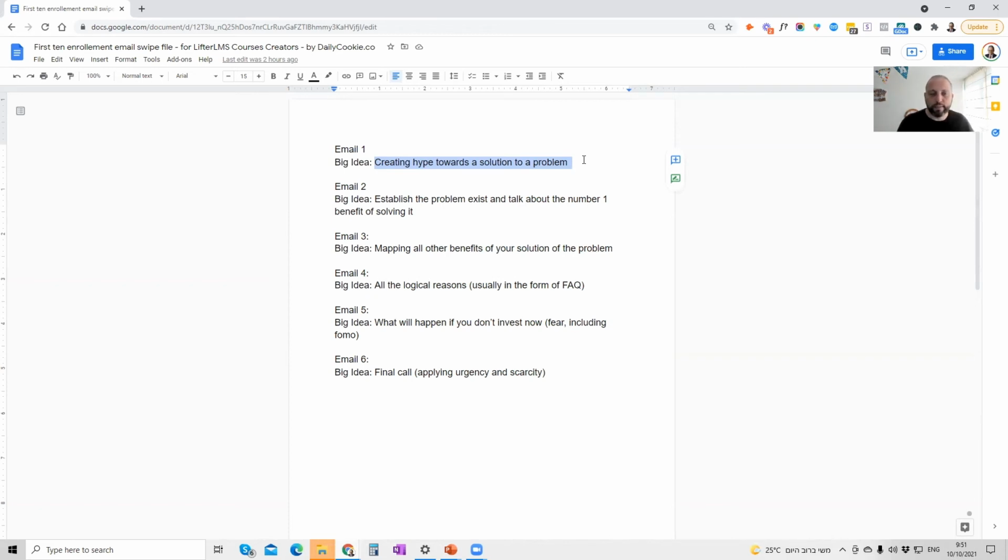Email 3 is going to be mapping all of the other benefits of your solution to their problem. And the CTA again: if you want the solution that has all of these benefits, reply now. Email 4, all the logical reasons, so we're changing from emotional to logical. Usually we do that in an FAQ form, so you can send an email that says, hey, I got a few questions that were really interesting, and it made me think maybe you have additional questions. So I sat down and brainstormed these 20 or 15 questions, and here are the answers as well.